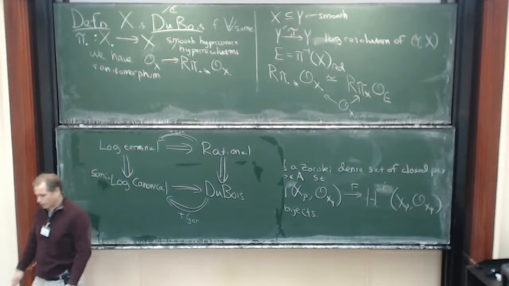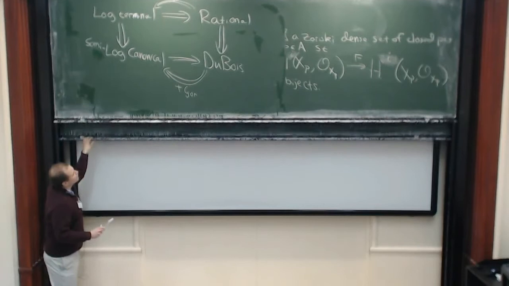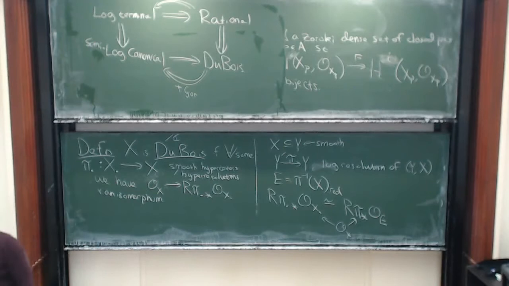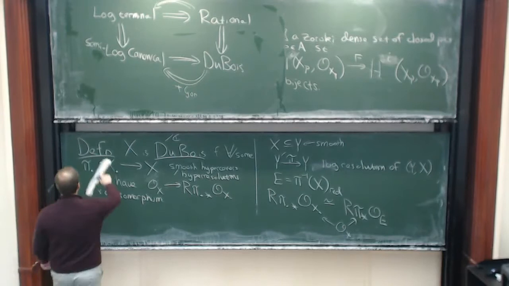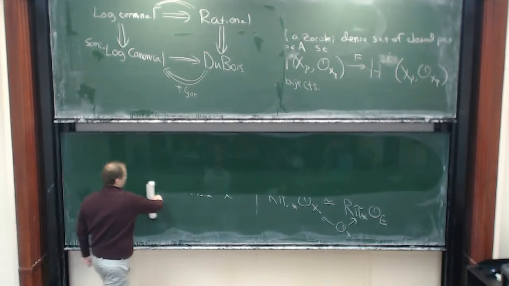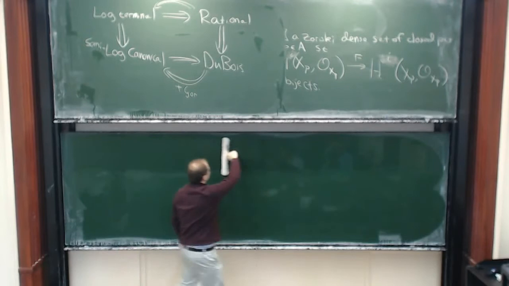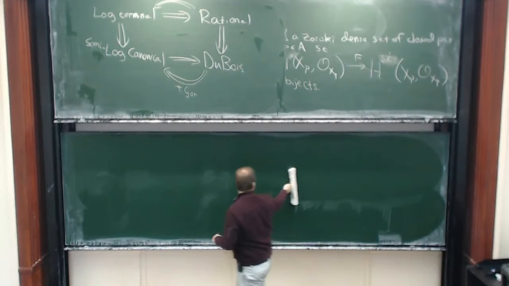Okay. And so what I want to do is relate this notion of Dubois singularities to something in characteristic p. And before I do that, let me give you one other definition of Dubois singularities. This is a local cohomology version of Dubois singularities, which actually first appeared, I think, in some sense, in Sándor's proof that rational singularities are Dubois, or at least a weak form of it did.